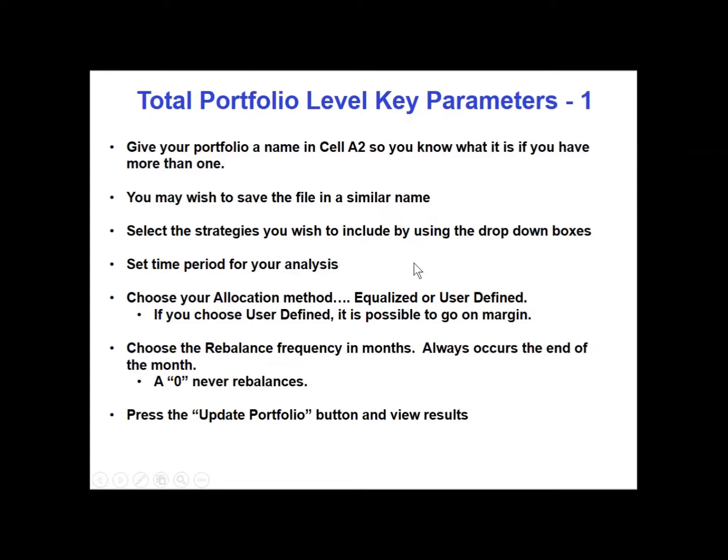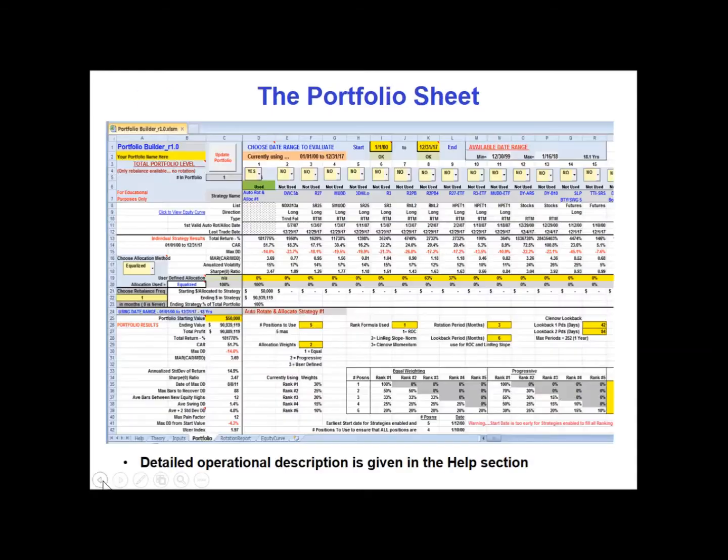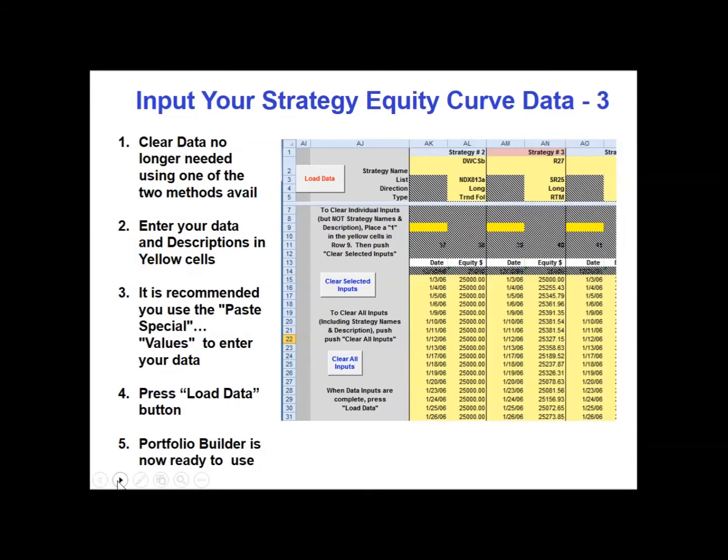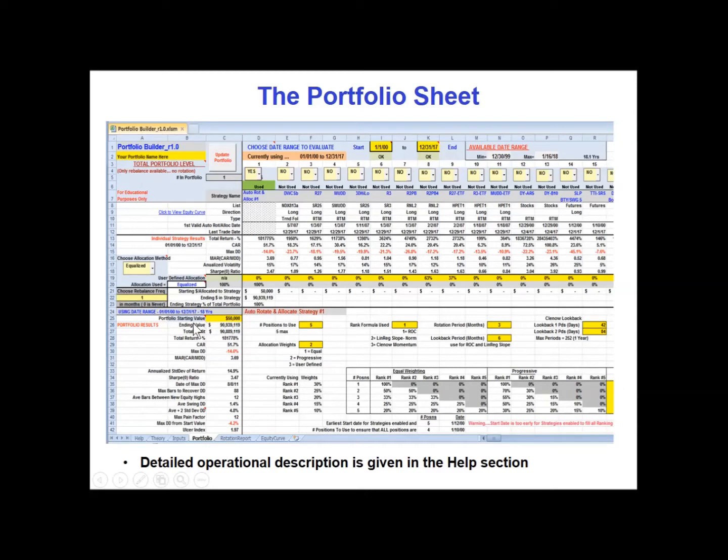Then you select the strategies by using the drop-down boxes. Set the time period by those two. Choose the allocation method, equalized or user-defined. If you go on user-defined, you can go on margin. See this box right here? It sums up what you've entered.